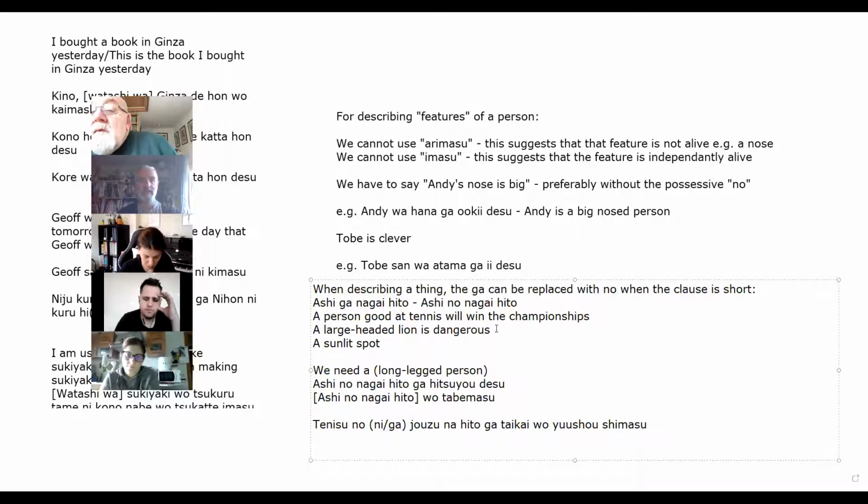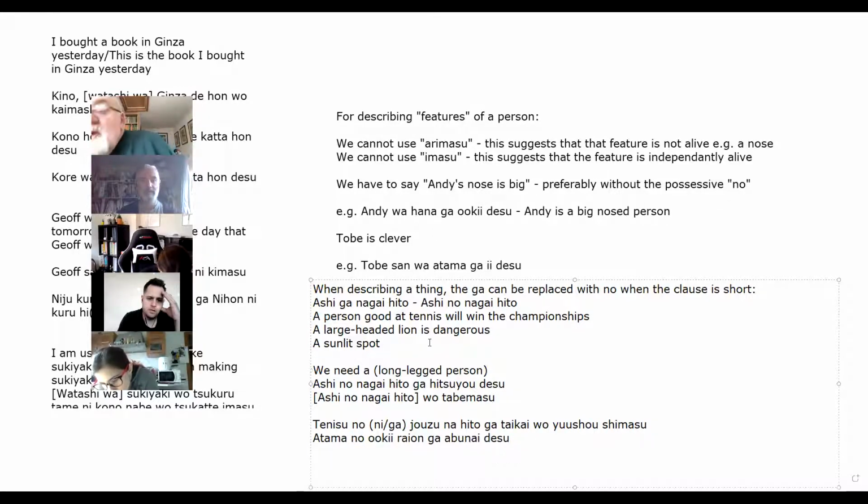A large-headed lion is dangerous. Jock, should I have a go at this one? A large-headed lion is dangerous. Atama no ookii. What's going to be the particle though after atama? 頭の大きいライオンが危ないです。 Yes, good. Ga abunai desu. Exactly this. So again, we've got atama no ookii lion ga abunai desu.